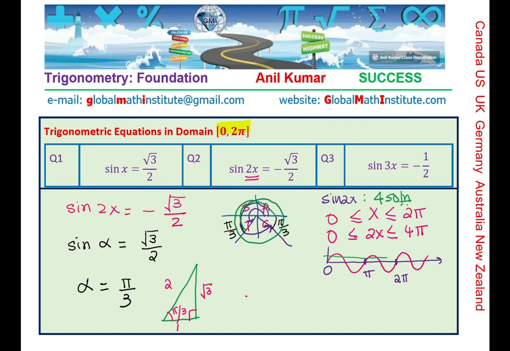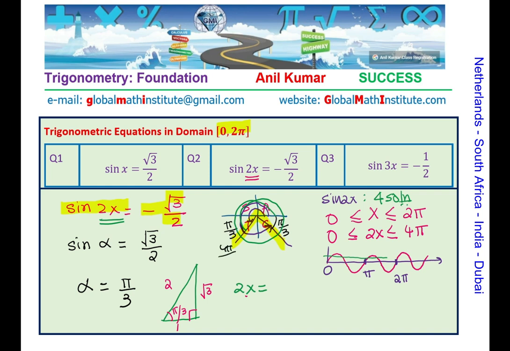So now we know that this argument 2x should be equal to what? Sorry, it is not pi by 3. We are looking for sine 2x equals negative square root 3 by 2. So we are looking into these two quadrants, correct? The first angle here, the principal angle, will be 4 pi by 3, right? So this is 3 pi by 3, so we have 4 pi by 3, and that one is 5 pi by 3, correct?